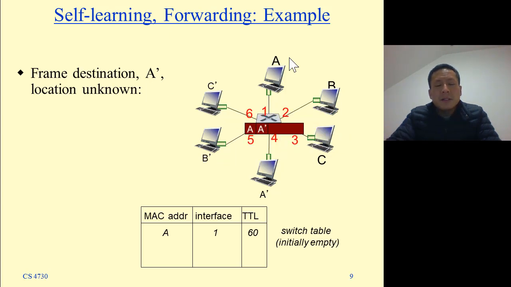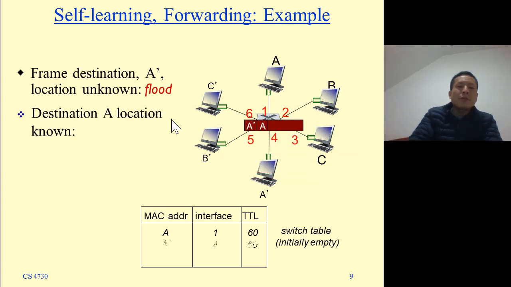But unfortunately, you didn't see an entry for A prime because the table is totally empty at the beginning, right? So you don't know where to forward these frames to. You don't know that A prime is connected to port 4. So what you can do is flooding. Basically you send these duplicate frames to all the other 5 hosts by flooding. So eventually A prime will know that, okay, this is for A prime.